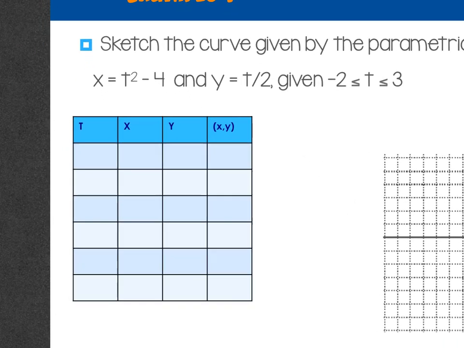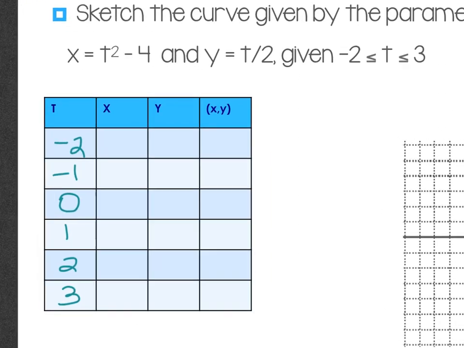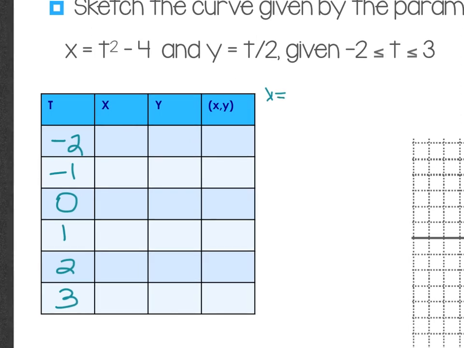Those are the values that you're going to plug in that very first column: negative 2, negative 1, 0, 1, 2, and 3. And then you are plugging those values in twice, once for x and once for y. So if I plug all those values in for x, I would get x equals negative 2 squared minus 4, which is 4 minus 4, which is 0.